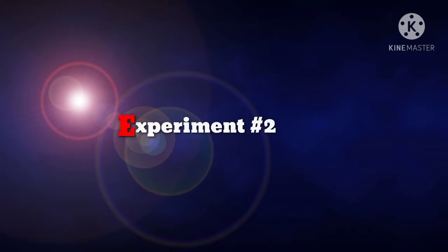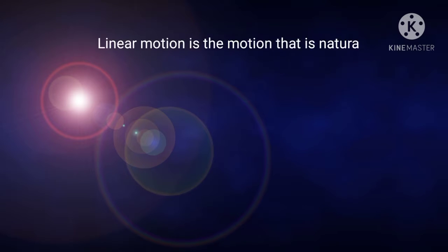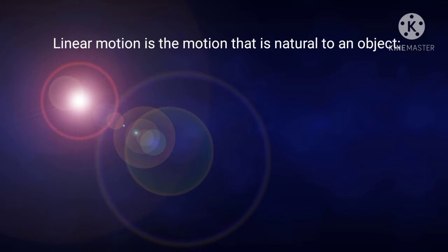We are now here at our experiment number 2. But what is linear motion? Linear motion is a motion that is natural to an object, moving in a straight line. According to Newton's first law of motion, an object not affected by any force will continue indefinitely in a straight line.